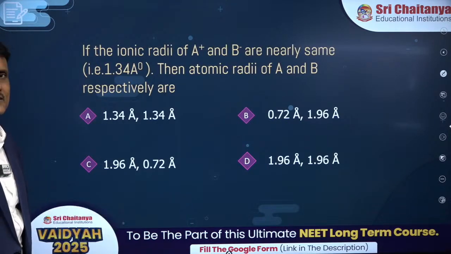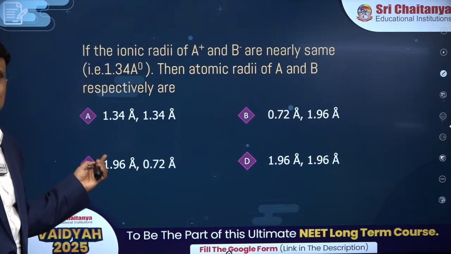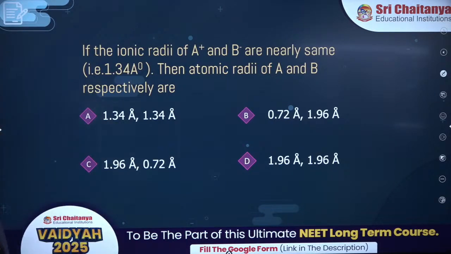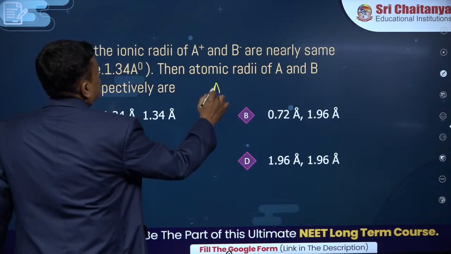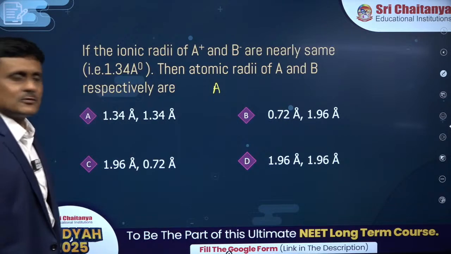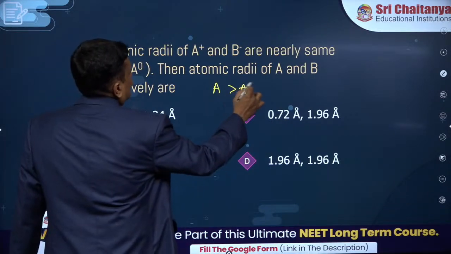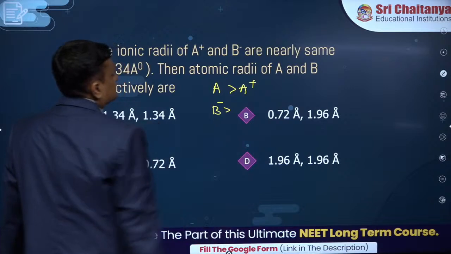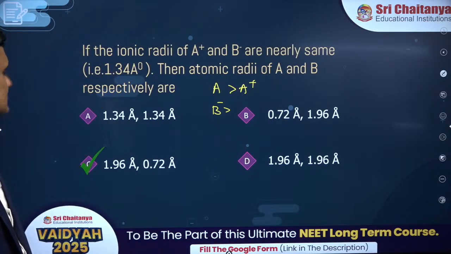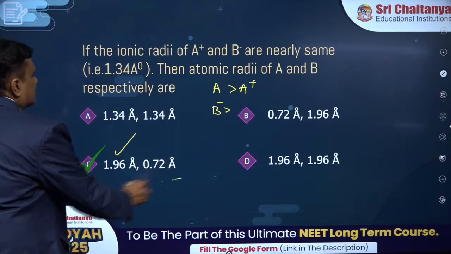And look at this question again. Do you have to mug up these values, or isn't it very simple? Isn't it? You guys can see that the ionic radii of A plus and B minus are nearly the same, and the atomic radius is being asked. The size of A would be greater than A plus, and B minus is greater than B, isn't it? That's it. All right. So A greater than, only one option which fits this.